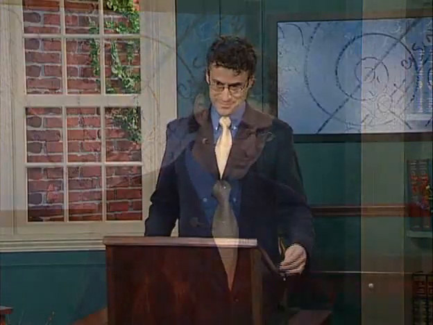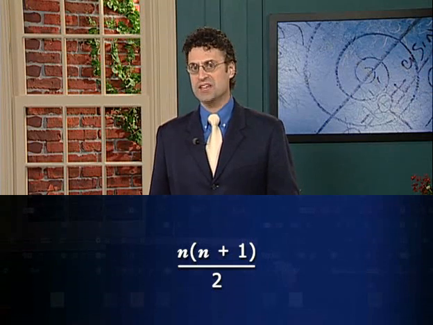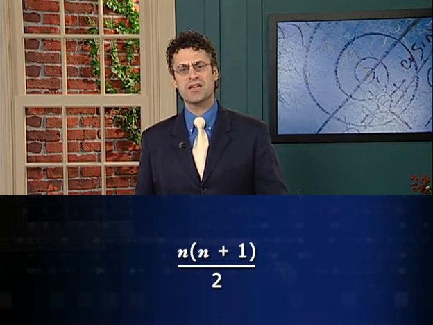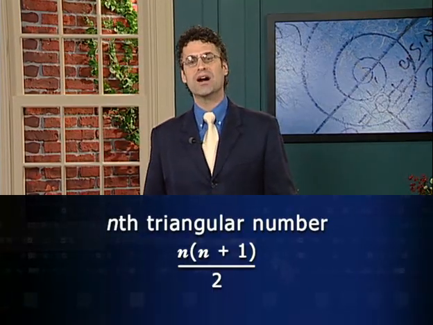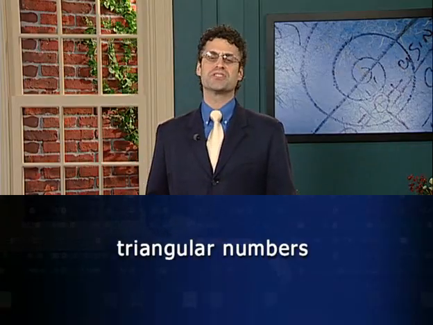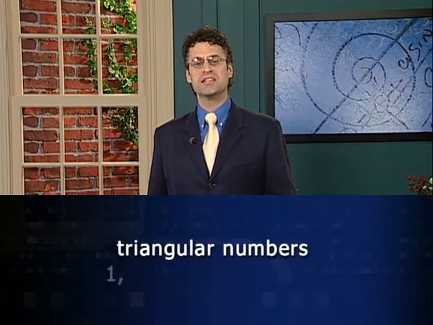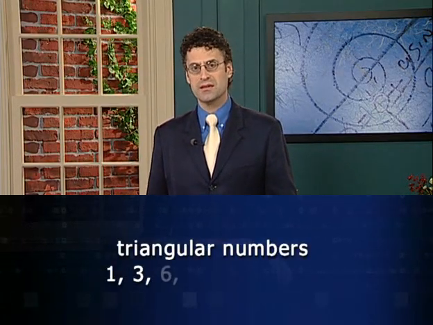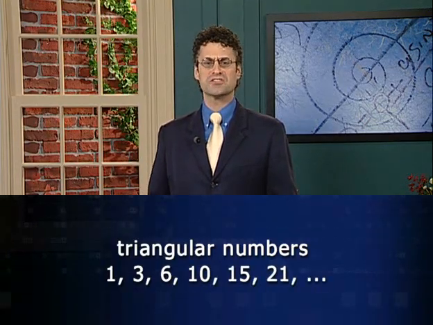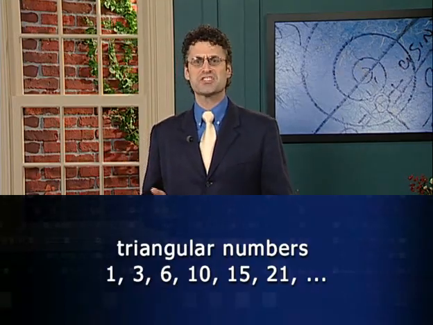Not bad. Well, let's now return to the sum of the first n natural numbers, which we found equals n times n plus 1, all divided by 2. Now, this sum is called the nth triangular number. The first few triangular numbers, therefore, if we just plug in, we see 1, 3, 6, 10, 15, 21, and so forth. And we can see this by just computing.